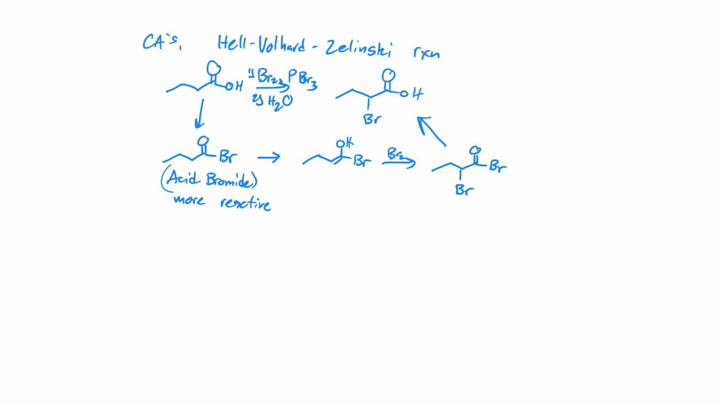And via water workup, we're basically going to substitute the bromide for OH. And then we end up with the alpha bromo carboxylic acid. And so I think we can do this primarily just with bromine. So we can install an alpha bromine on a carboxylic acid. And then we can do other chemistry with this alpha bromine too if we want to. We now have an alkyl halide that we can play with.